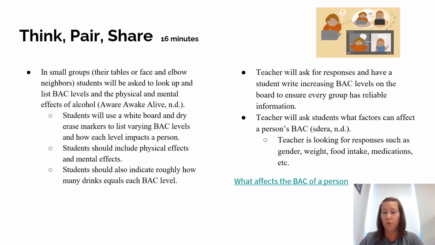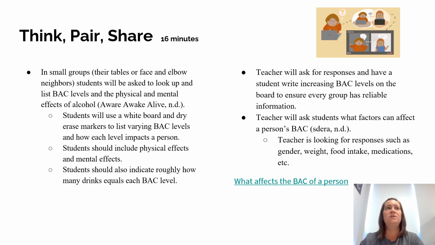My room orientation is set up in tables, so it's not necessarily a think-pair-share, but they're talking in their groups. You could do this where they turn and talk to their elbow neighbor or their face neighbor, if you're in other room orientations. But in small groups, like their tables, they would be asked to use their devices. We're a one-to-one school, so everyone has a device here, to look up and list blood alcohol concentration levels and the physical and mental effects of the alcohol.